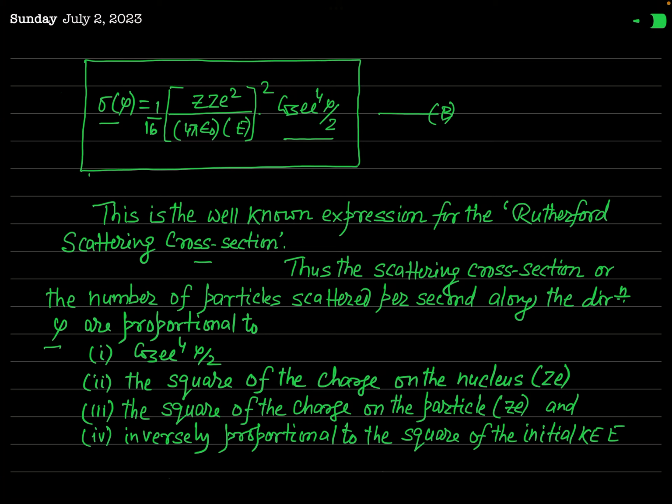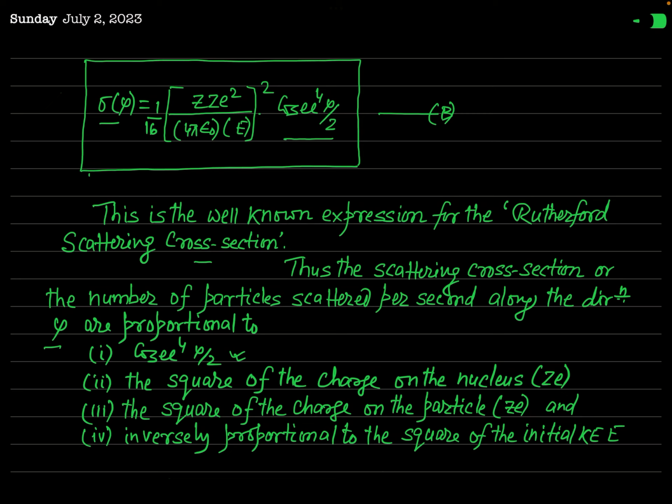That number of particles scattered in direction phi per second, or the scattering cross section, you can see from this result is directly proportional to cosec^4 phi by 2. So the number of particles scattered per second in a particular direction strongly depends on that direction, because there is a power 4 on cosec, so it is strongly dependent on the angle of scattering.